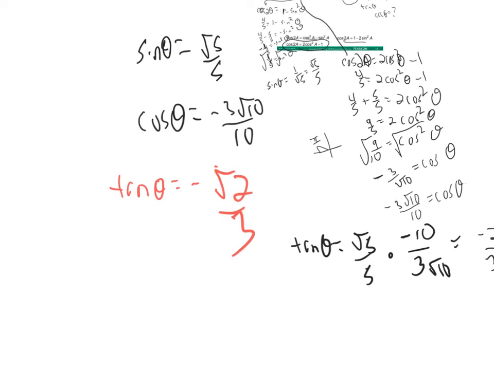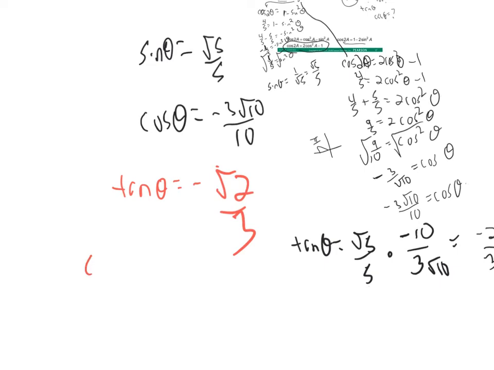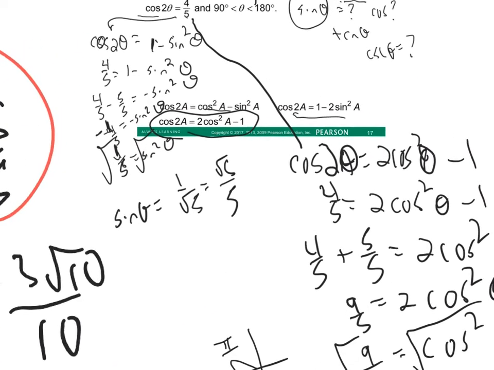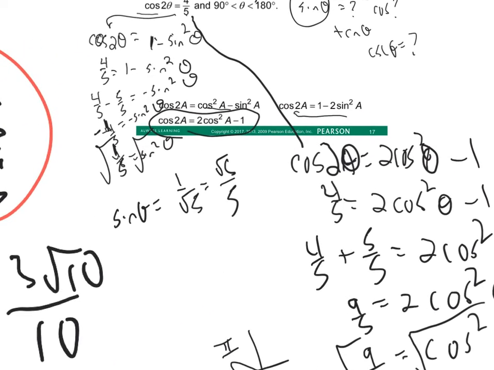Let's see. Okay, cosecant of theta is the reciprocal of sine. Up here when I did the sine of theta, before I rationalize the denominator, if I flip this right now, before I do this, it'll be easier to do cosecant.